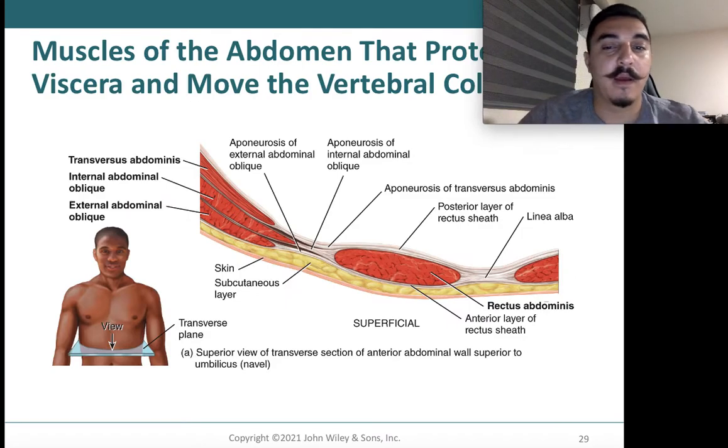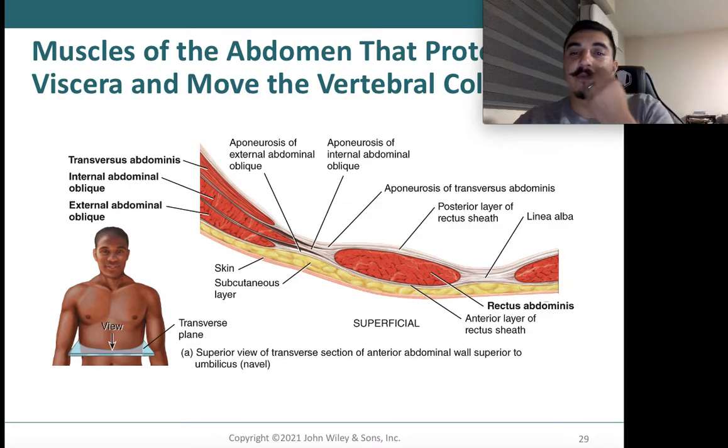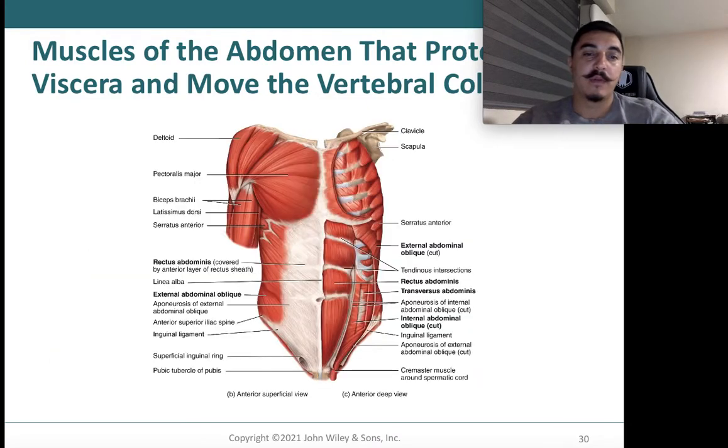Okay. Muscles of the abdomen. So let's do this. Where are we at? Muscles of the abdomen that are going to help us move the vertebral column as well.